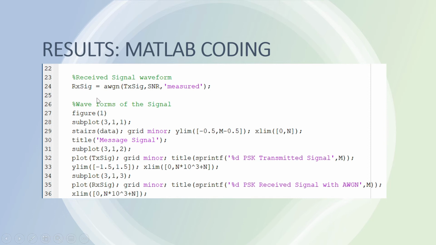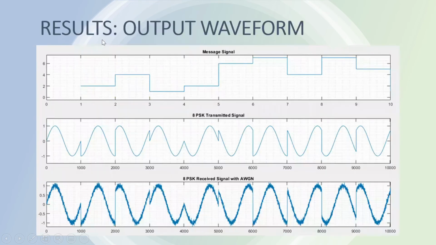Finally, the last section is for the waveforms of the signal. So basically, the usual commands such as subplot, grid, ylim, and xlim are used to create the final output waveform. Here we have the results for the output waveform.